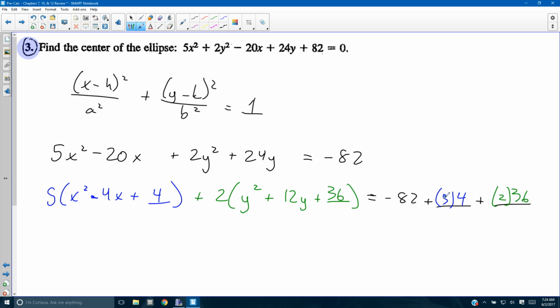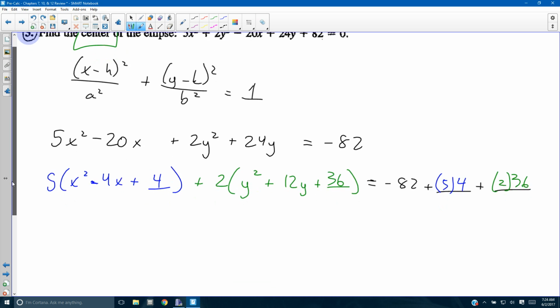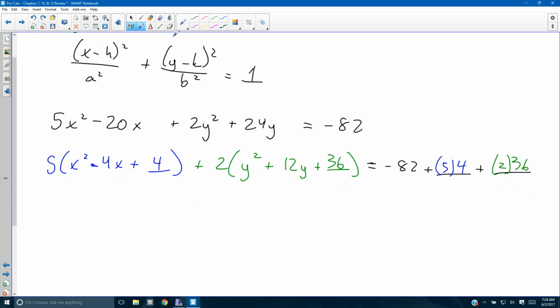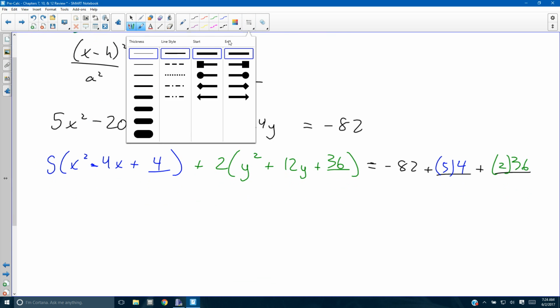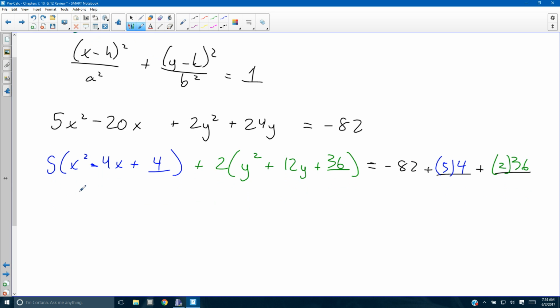Now, will this stuff matter for my final answer? No, because my final answer says find the center. And this stuff matters for the center. But I will give you a final equation so we can see where we finally end up. Plus, it's going to matter for future problems. So 5 times, this will be x minus 2 quantity squared, plus 2, this will be y plus 6 quantity squared here. That equals negative 82 plus 20 plus 72.